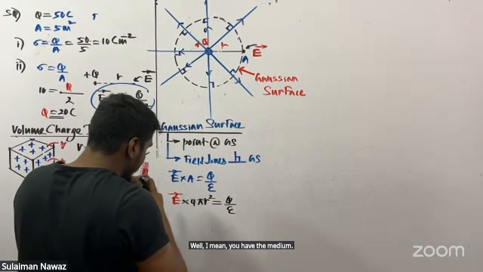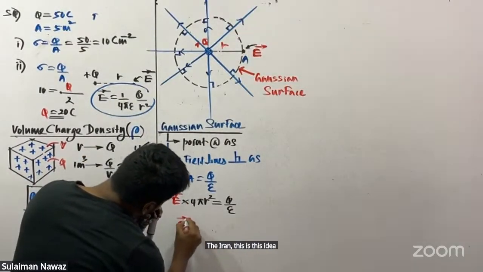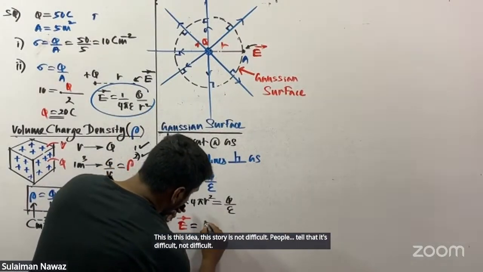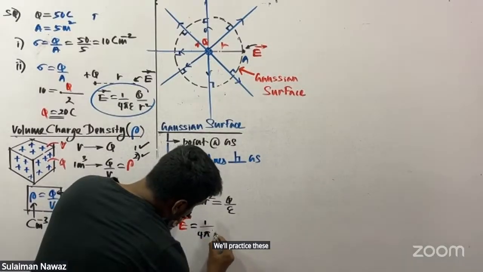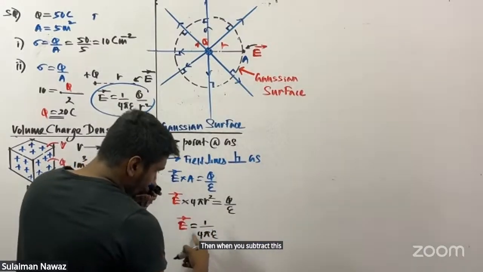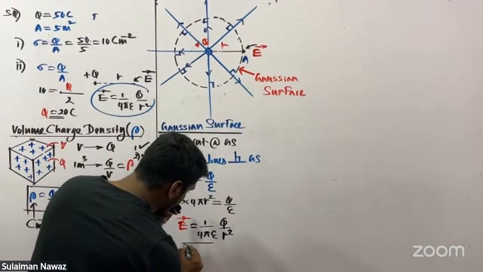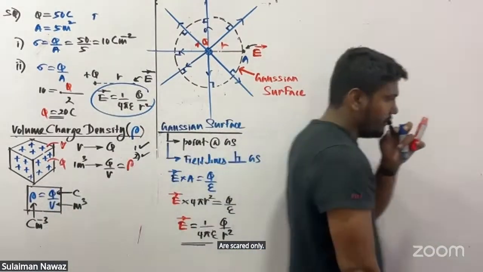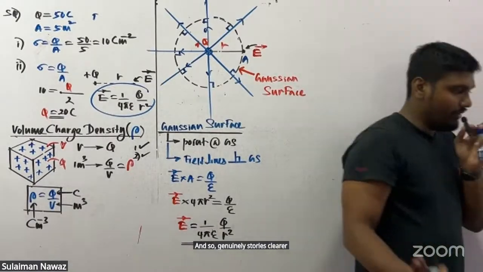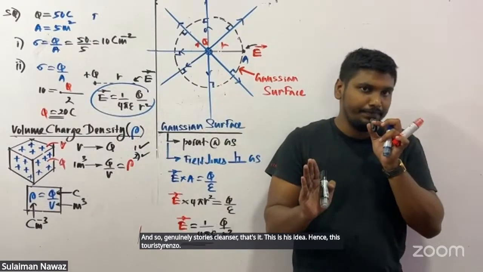When you solve for intensity, same story. If you understand this idea, it is not difficult. People say it is difficult, but it is not. We will practice past papers, and when we go to the exam, it will be really nice. When you substitute, you get E equals Q over 4 pi epsilon r squared. That's it. The story is clear.